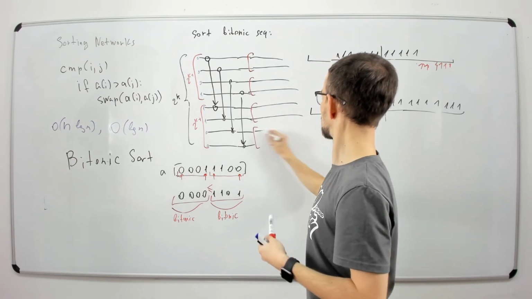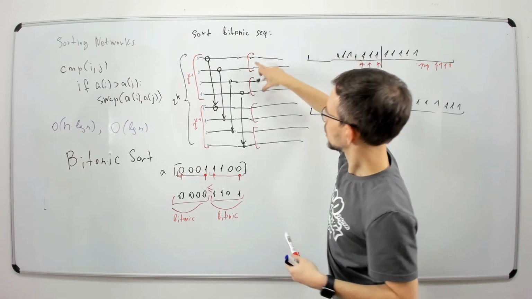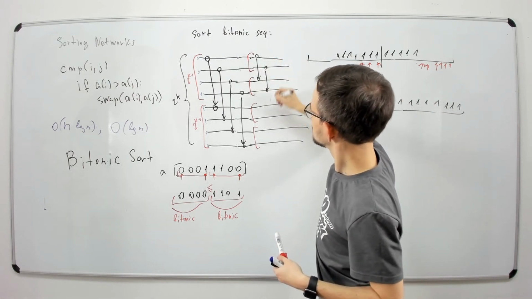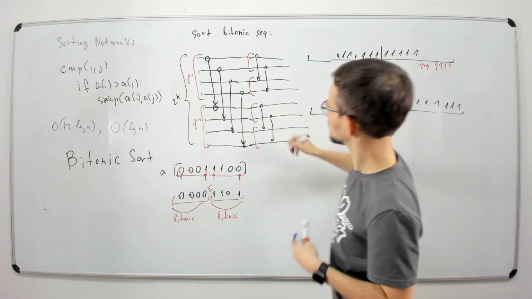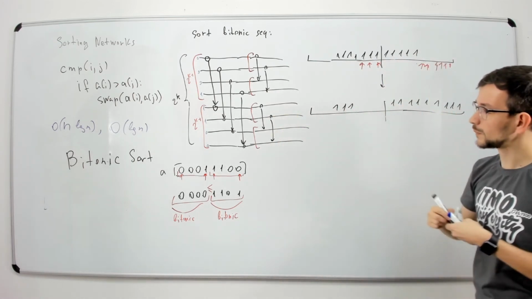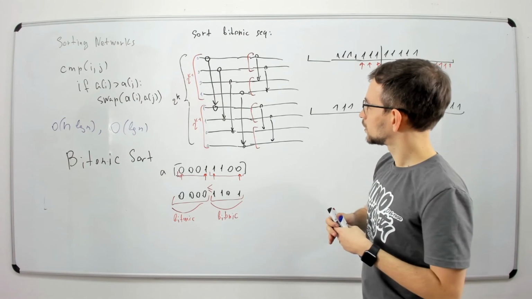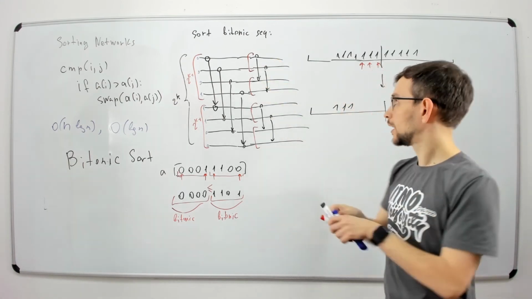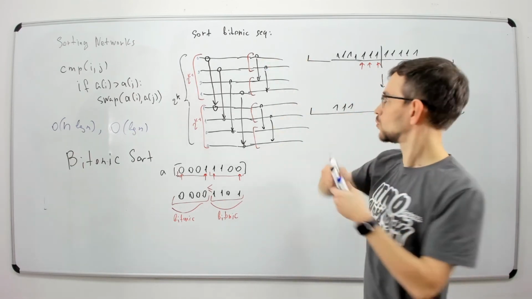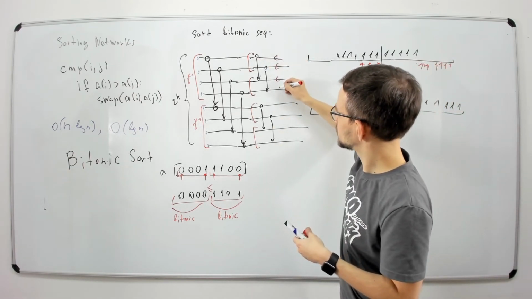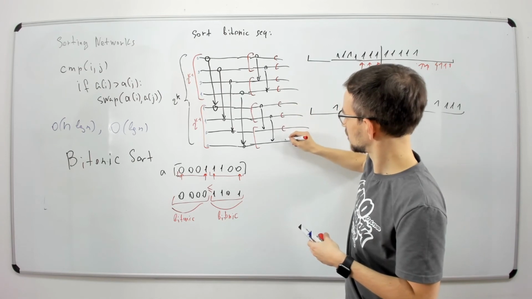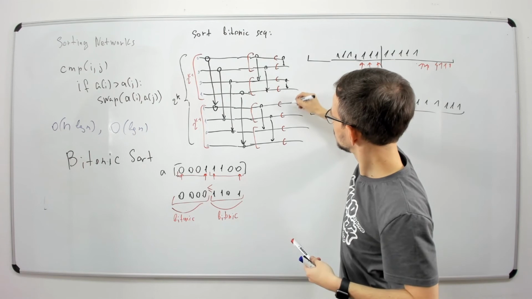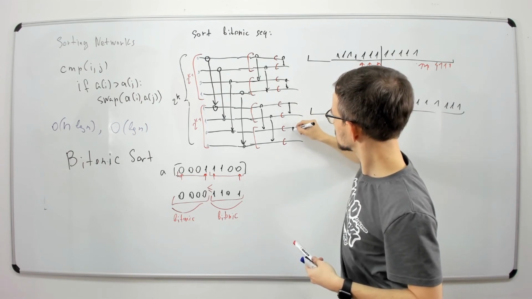So we have these two halves. Let's compare this element to this element, this element to this element, this and this. Now we'll get 4 Bitonic sequences of size 2. And now again, we split each Bitonic sequence of size 2 into 2 Bitonic sequences of size 1. So we call this comparator, this comparator, this comparator, and this comparator.